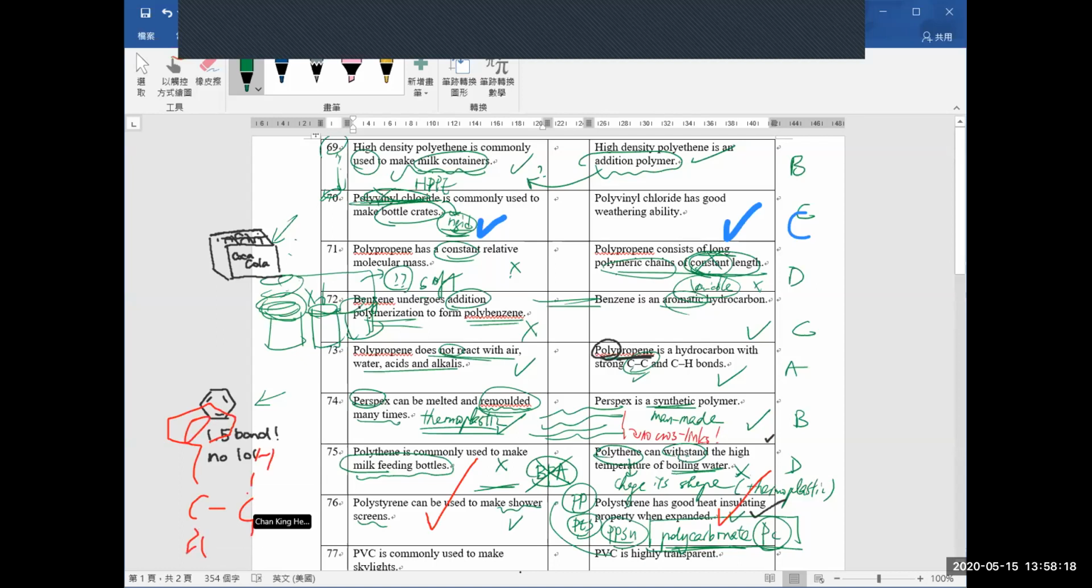What property should best describe the material used as a shower screen? Transparent, first of all, yes. Waterproof, somebody will say. Okay, so this is 76, but it is not telling anything about the heat insulating property. Maybe some of you will say, isn't polystyrene from plastic?